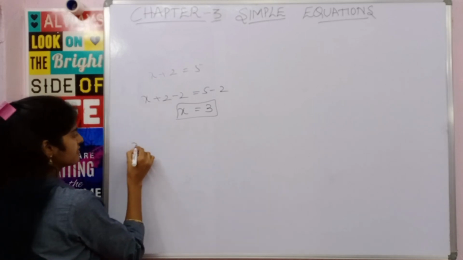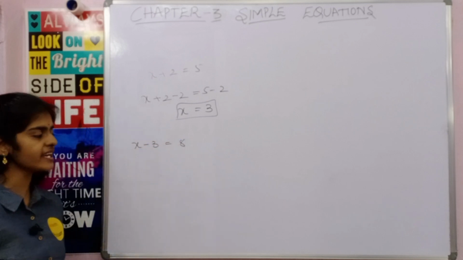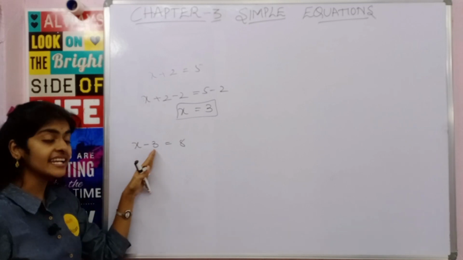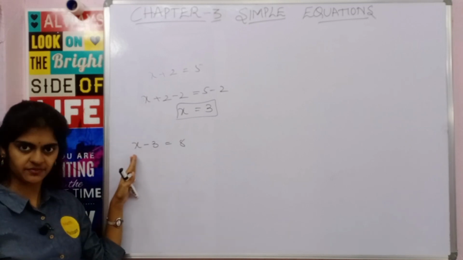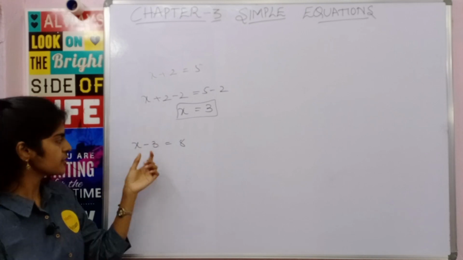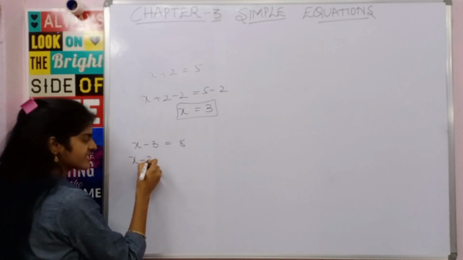Suppose you have x minus 3 equal to 8. Now what do I have? I have 3 subtracted from x. So if I want the value of x, I have to remove this 3. You have minus 3 here, and it is subtracted from x.